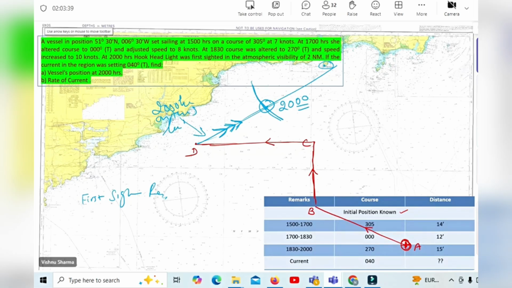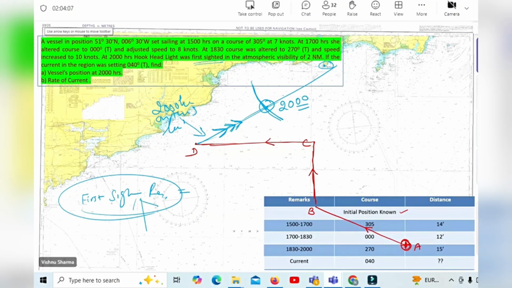Okay, now at 2000 hours, Hook Head was first sighted. What does that give you? That gives you a 2000 PC. Am I right? Yes, sir. So we find out the first sighting range, whatever you calculate, for 2 nautical miles visibility. To draw the PC, what will you do? You will open your compass equal to the first sighting range. Yes or no? Correct?